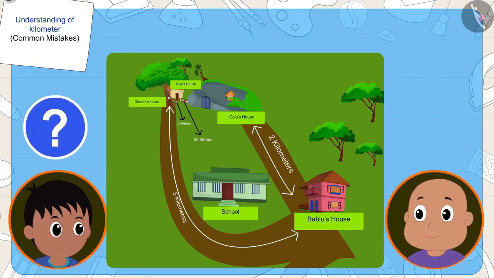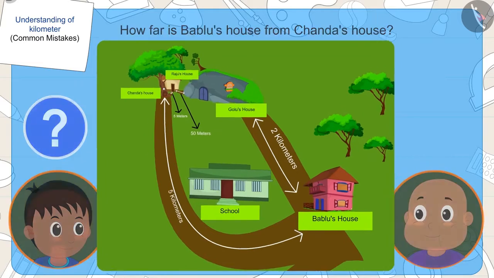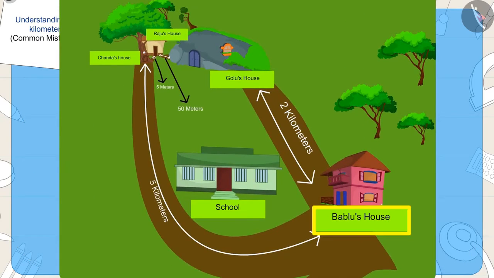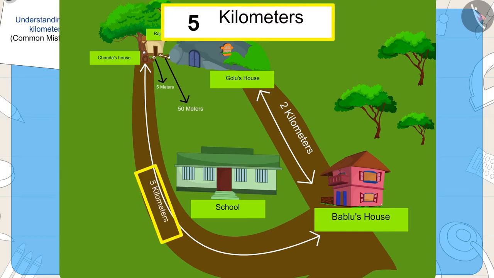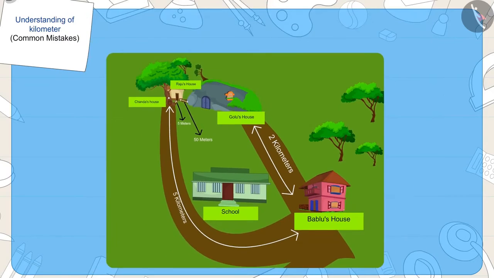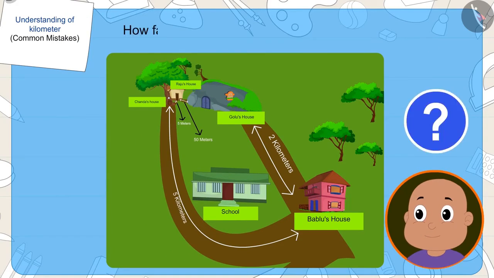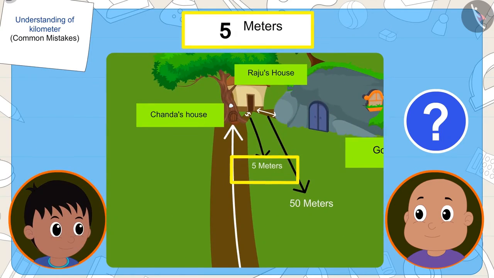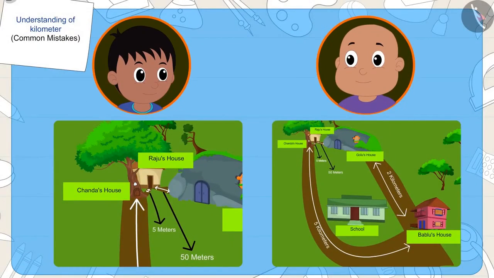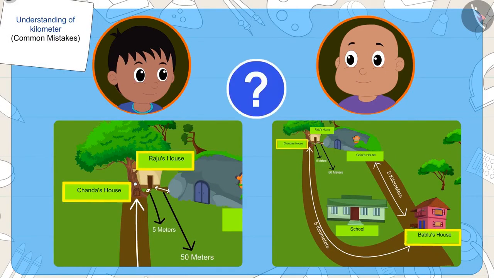Raju asks Bablu, how far is his house from Chanda's house? Bablu tells him that his house is 5 kilometers away from Chanda's house. Then Bablu asks him, how far is his house from Chanda's house? Raju said, at a distance of 5 meters. Children, can you tell me, is it right?